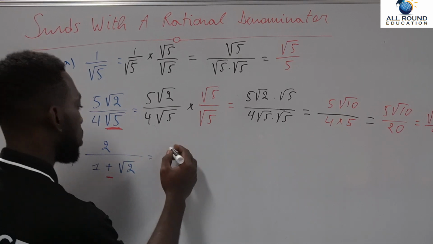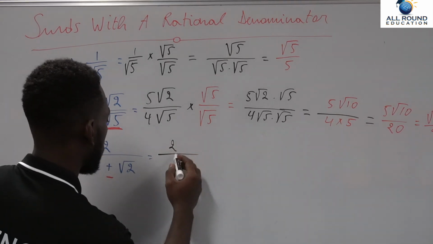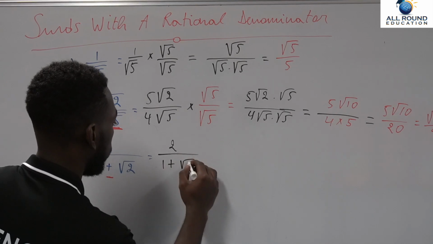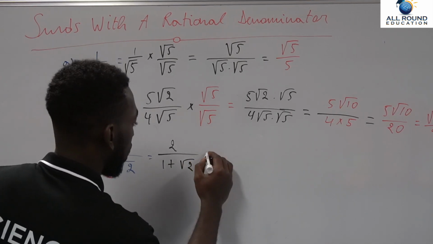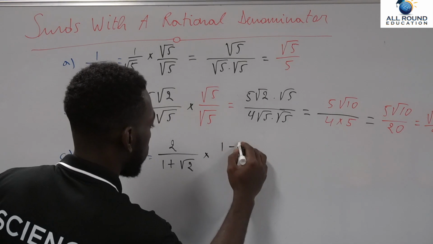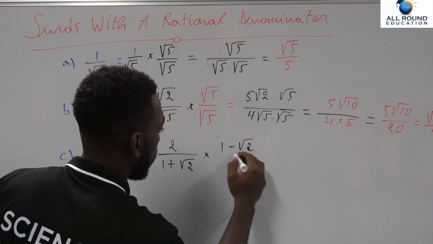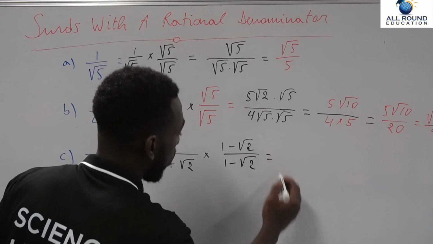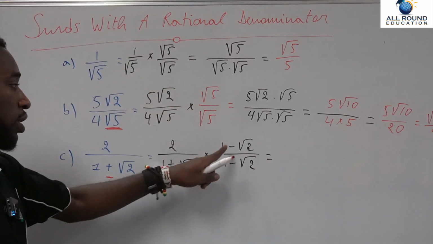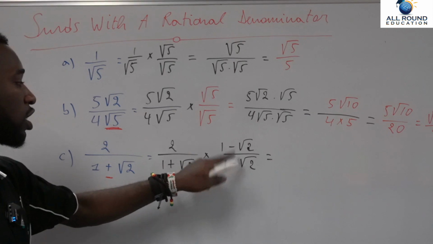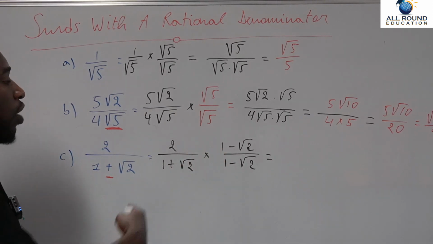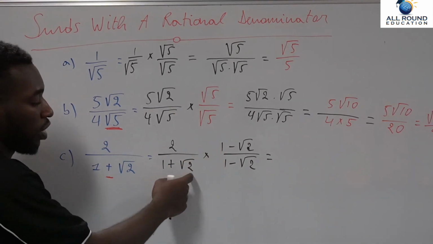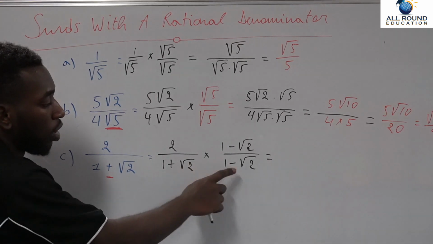So to rationalize this, you're gonna copy this 1 plus root 2, and then you times it by 1 minus root 2 over 1 minus root 2. Why is this? This expression that I just did here, they call conjugate, right? A conjugate of 1 plus root 2 is 1 minus root 2.